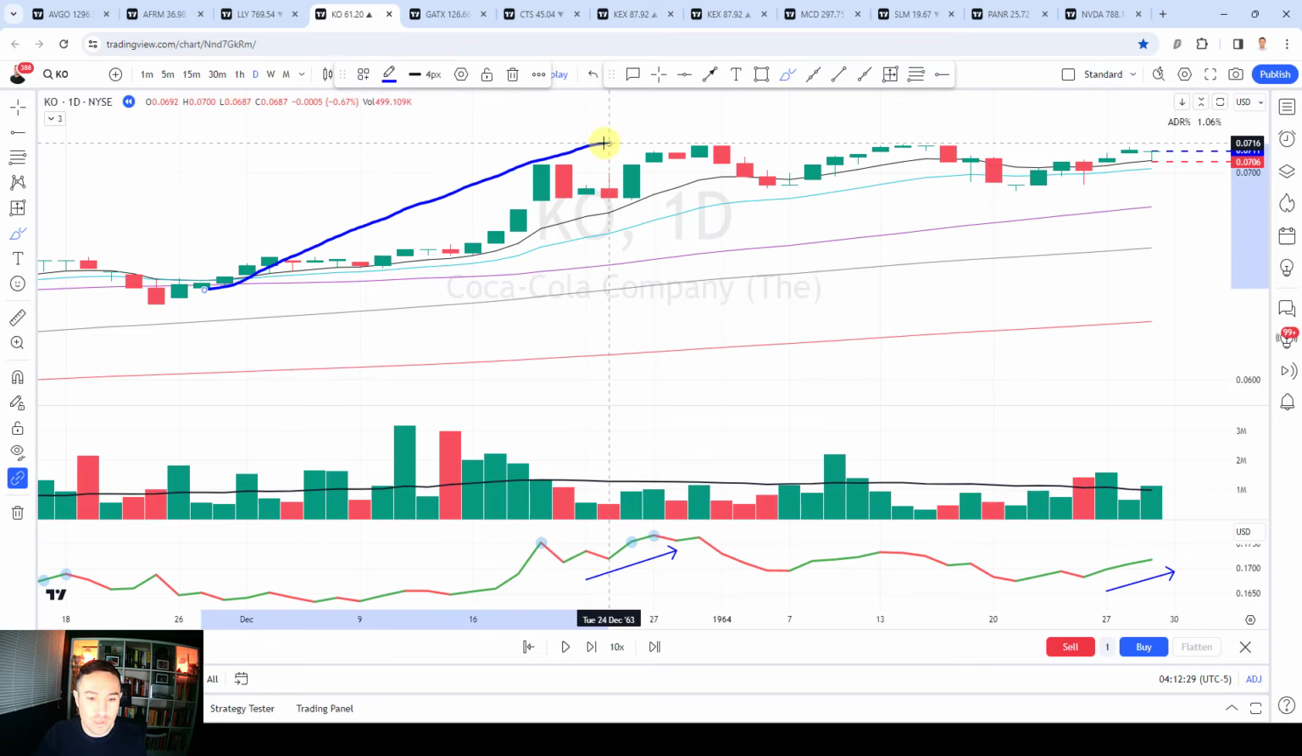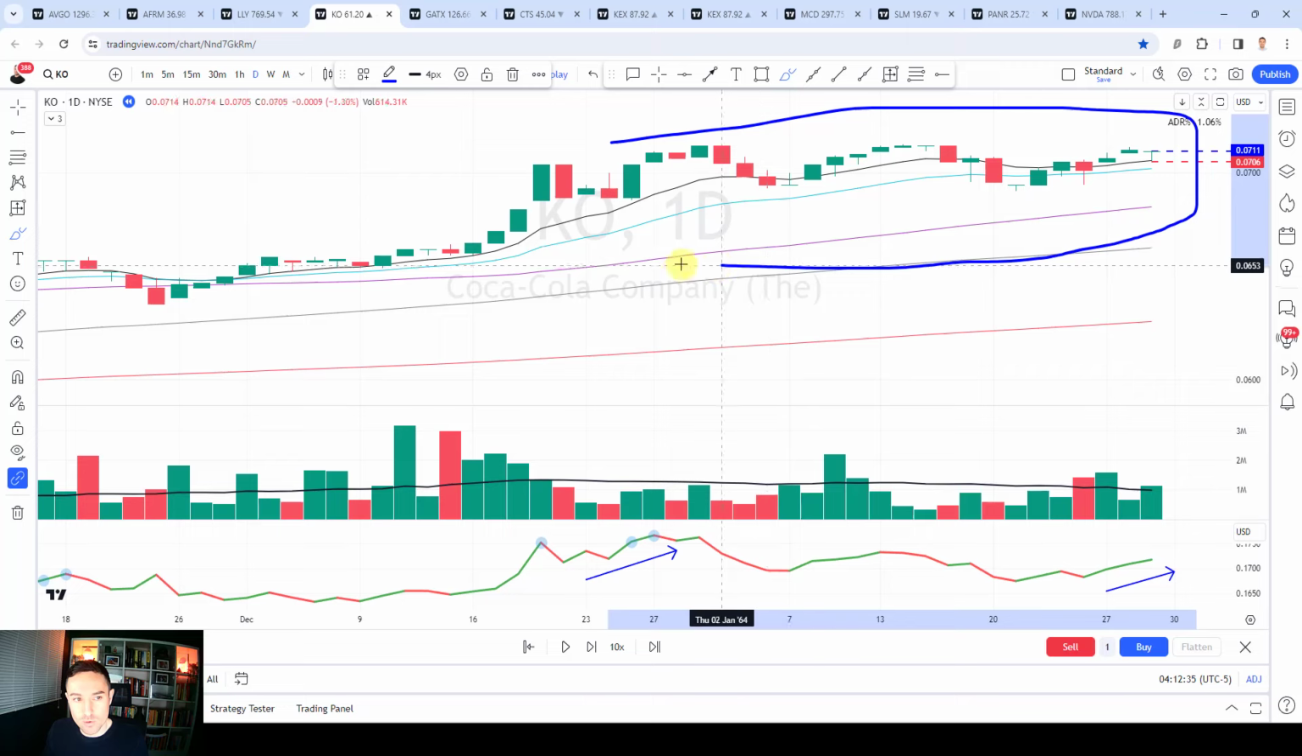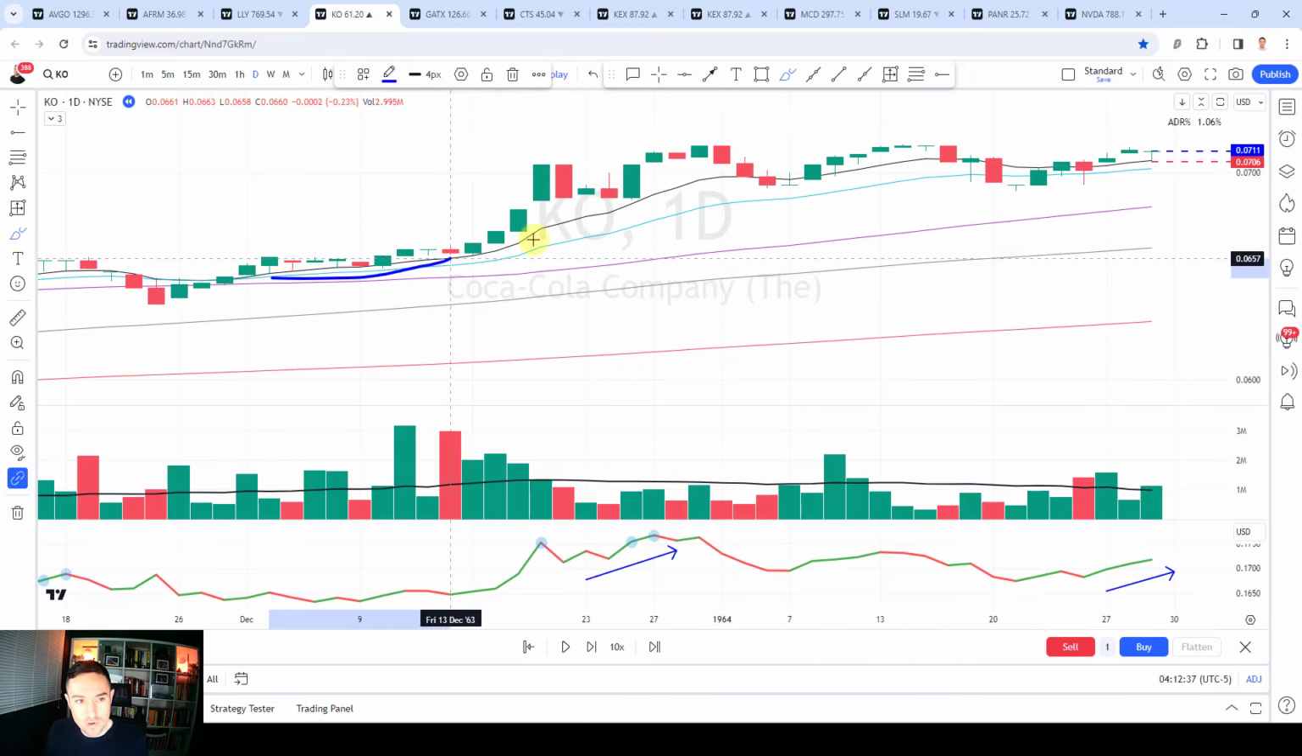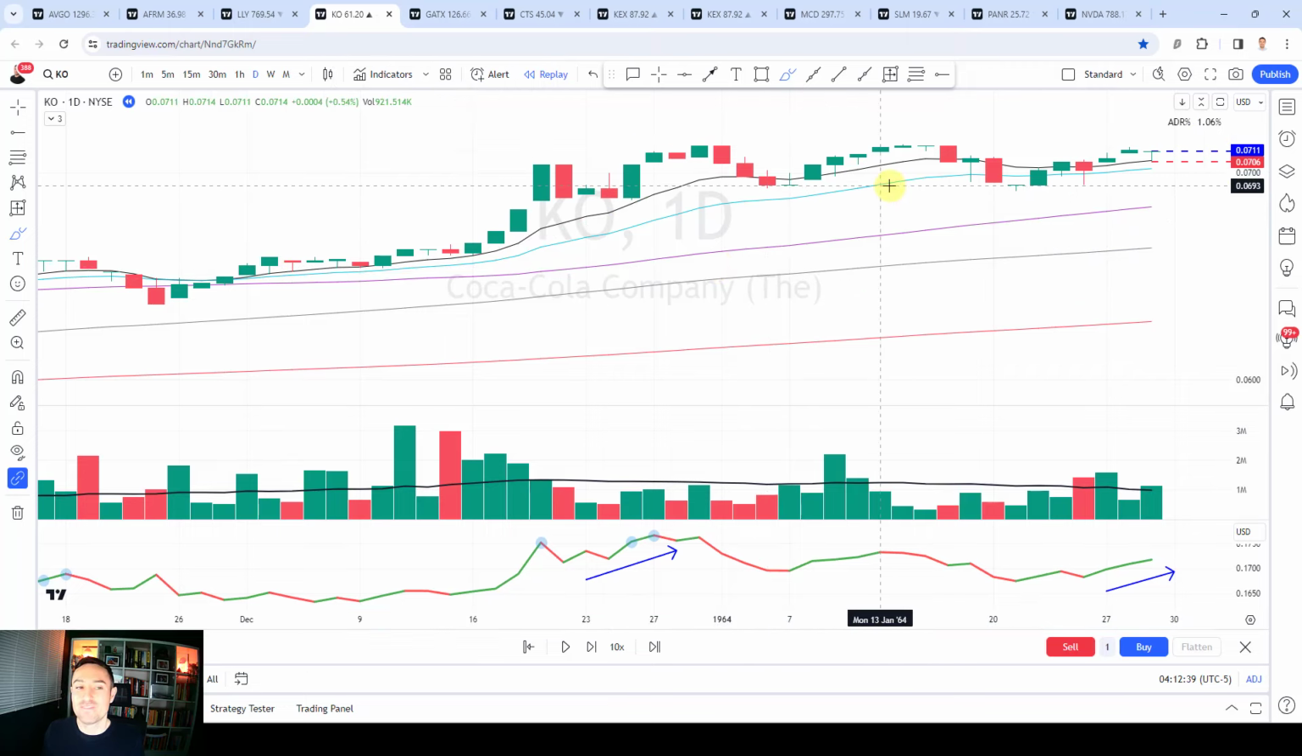Whether it be 2024 or 1963 and 1964, it's exactly the same thing. We can see this continuation base forms here. But what we'd like to see is a stock in a nice powerful uptrend and then find supportive action around the moving averages in regions.